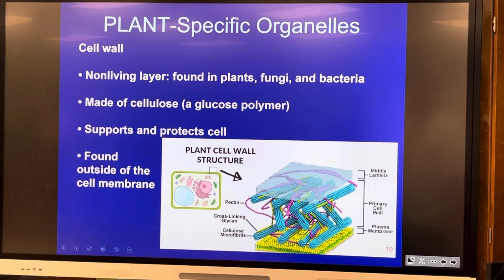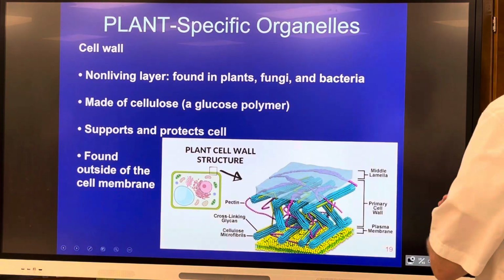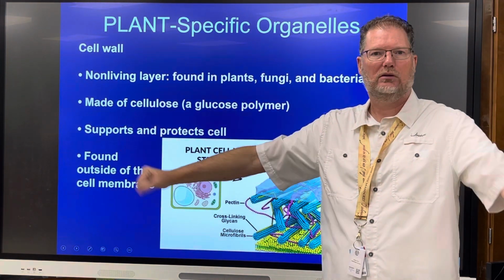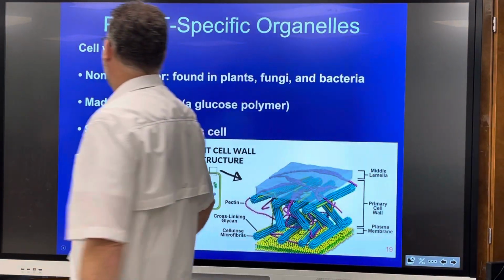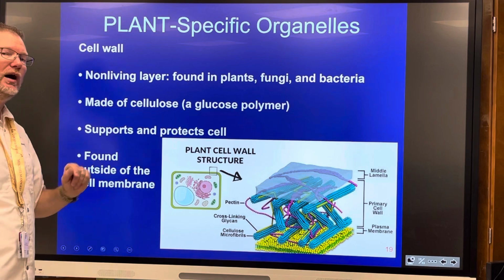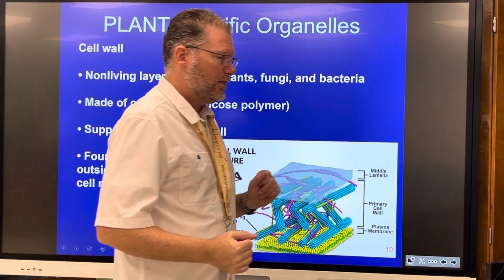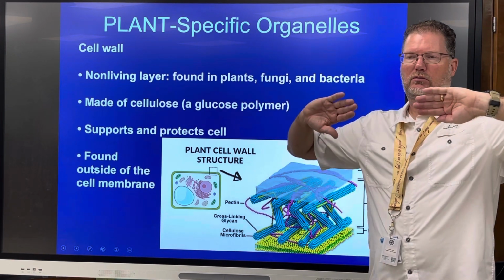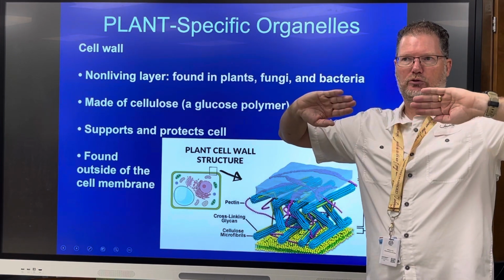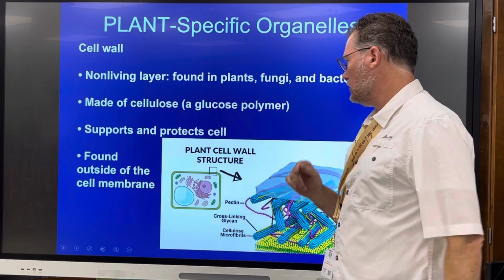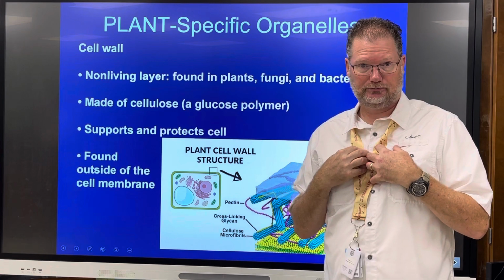Organelles specific to plants. So the cell wall, we don't have any cell walls in our body. That's why we can do this and not crack like a branch or a leaf. It's non-living, so it's just made out of cellulose, a glucose polymer. Remember that. Remember when the one glucose comes in and flips? Okay, that's for making cellulose. That's why we can't digest it.